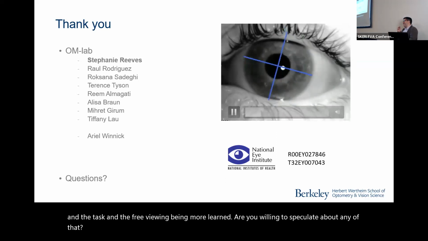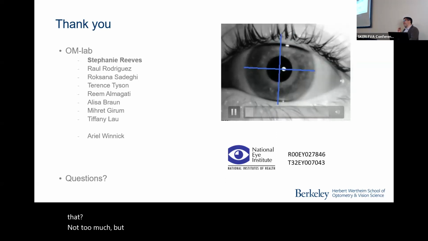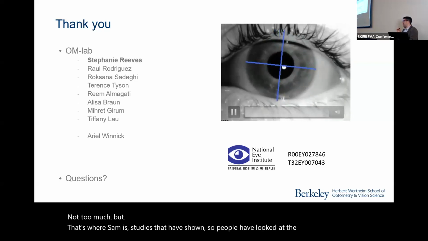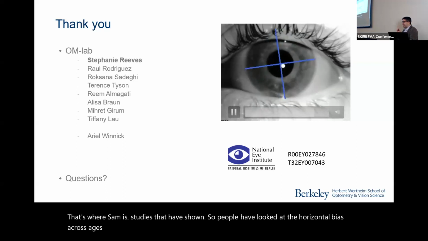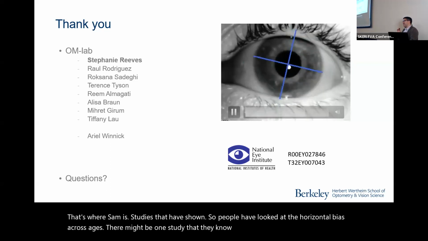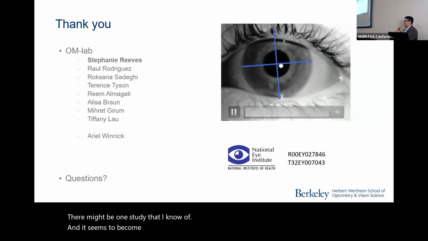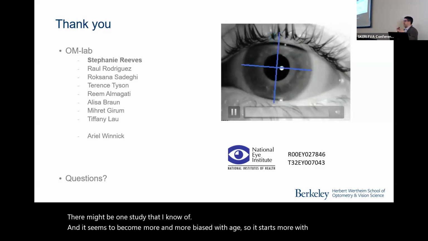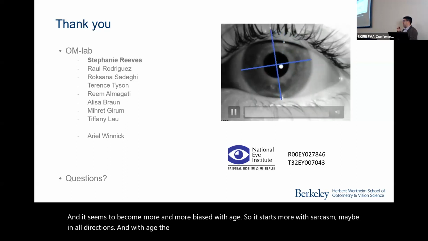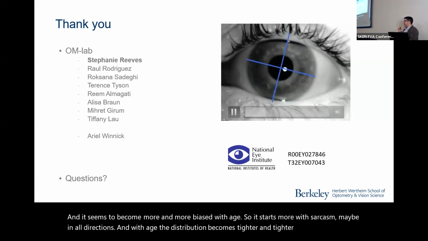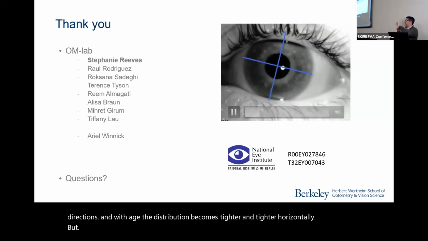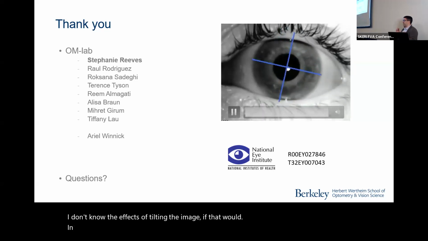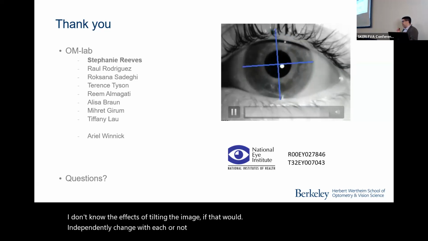Not too much, but there are some studies that have shown, so people have looked at the horizontal bias across ages. There may be one study that I know of, and it seems to become more and more biased with age. So it starts with saccades made in all directions, and with age, the distribution becomes tighter and tighter horizontally. But I don't know the effects of tilting the image, if that would independently change with age or not. No idea.